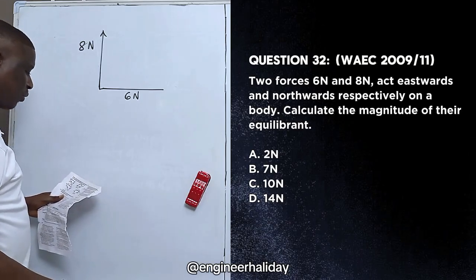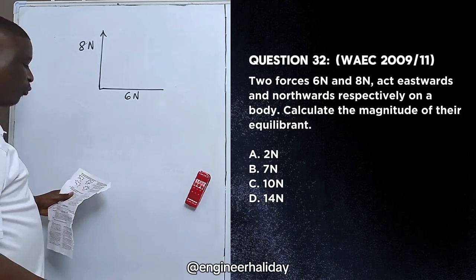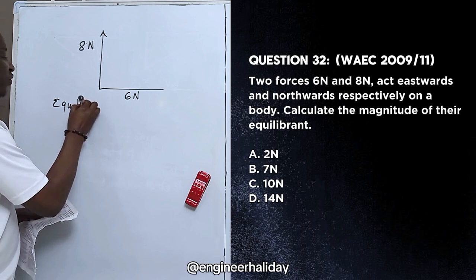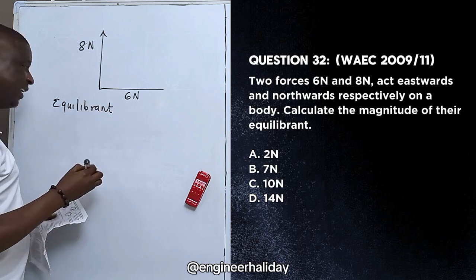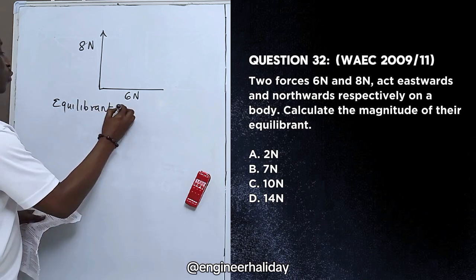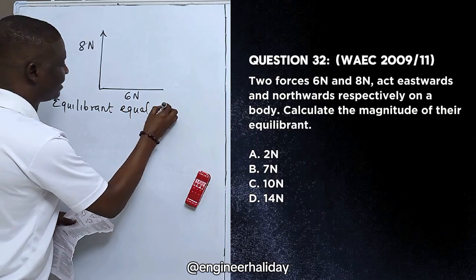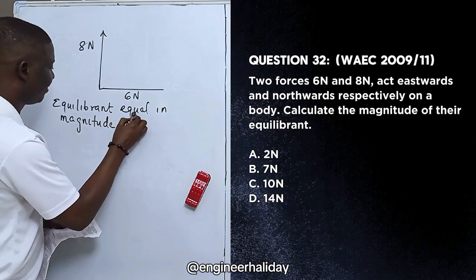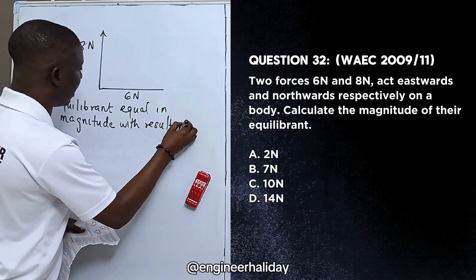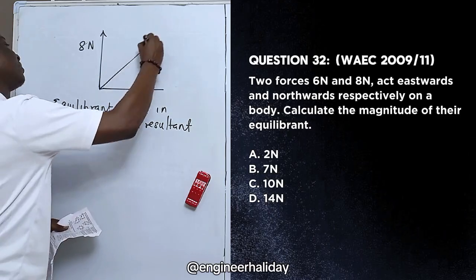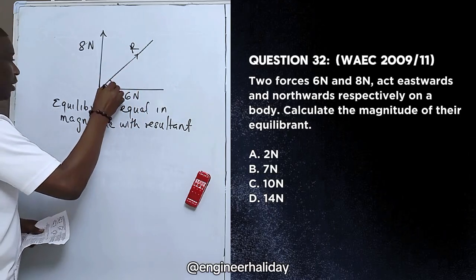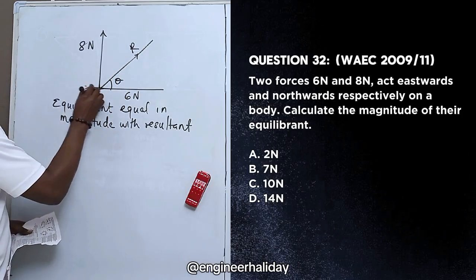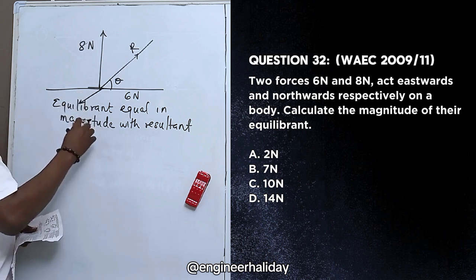On a body, calculate the magnitude of their equilibrant. Now, equilibrant is what? Opposite to the resultant in direction, but equal in magnitude with the resultant. So what I'm going to do now is let me find the resultant. If I find the resultant, this is the direction of the resultant. Now the equilibrant will be, if I extend this, your equilibrant.